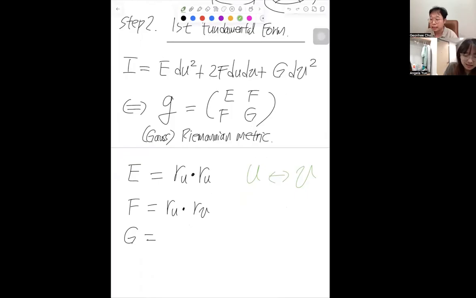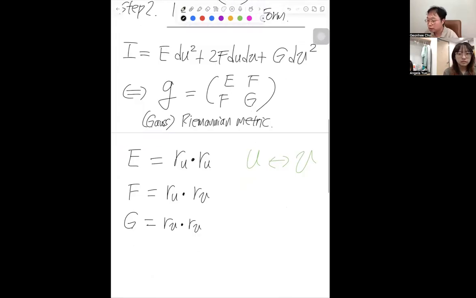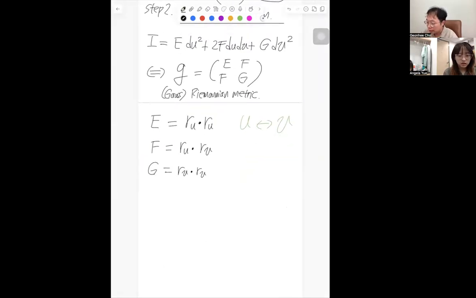R sub u dot R sub v, and G is defined as R sub v dot R sub v. So we are asking, what is this? In order to understand it, I first assume that we just have R3. R3 just means the collection of x, y, z, where each of x, y, z is a real number, a member of the set of real numbers. Is that okay with you?